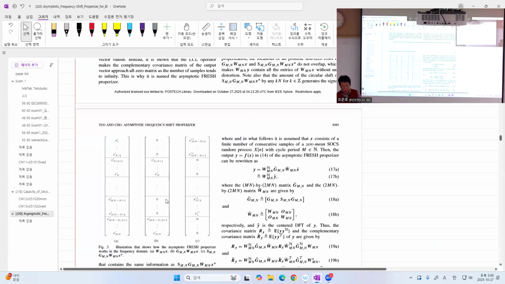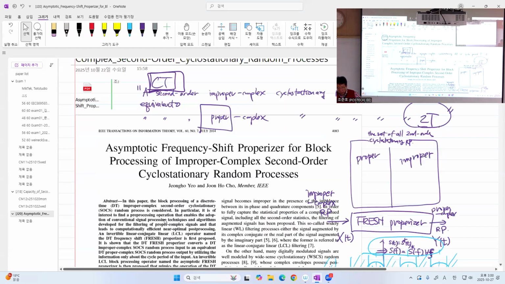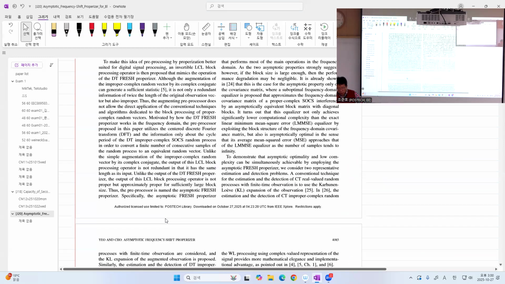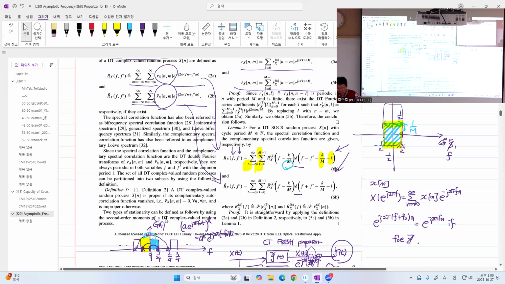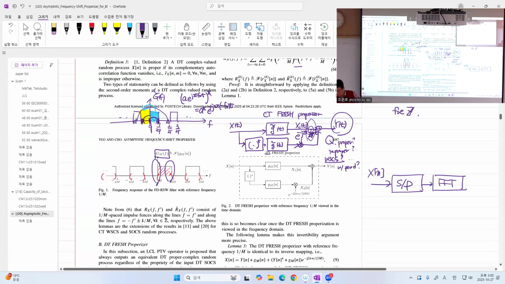So the idea is very simple. There are many different approaches, but the simplest one would be not using this discrete time filter that has very sharp edges. So what we do is that simply we have x of n, and here a serial to parallel converter. And then we Fourier transform. And we have some lengths of vectors.